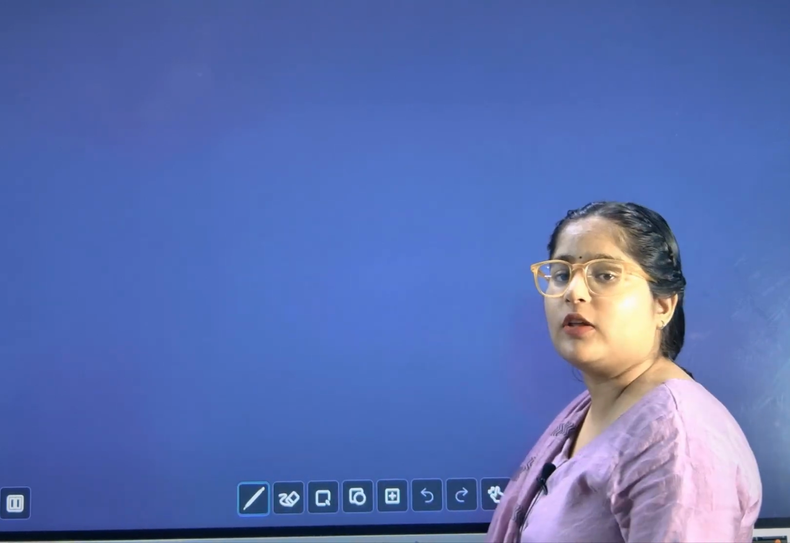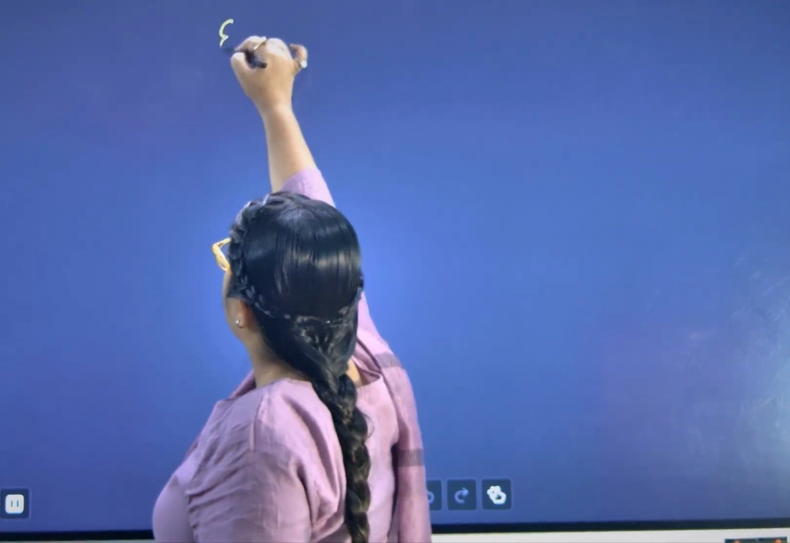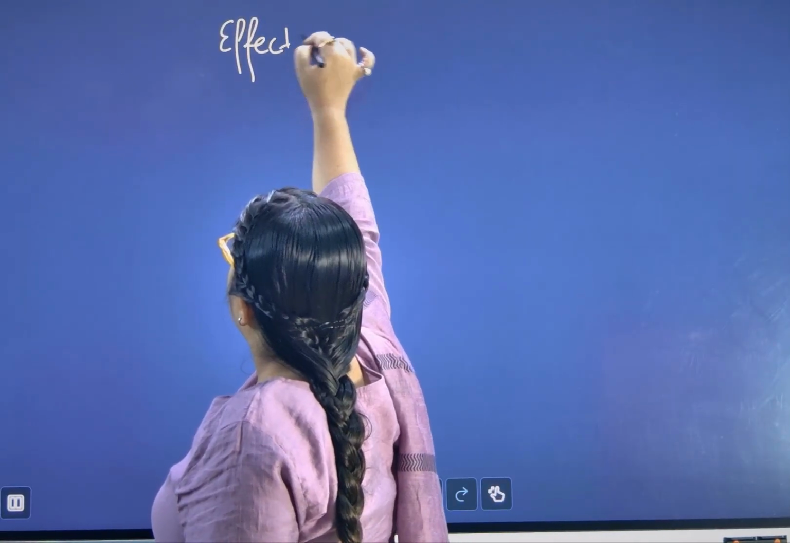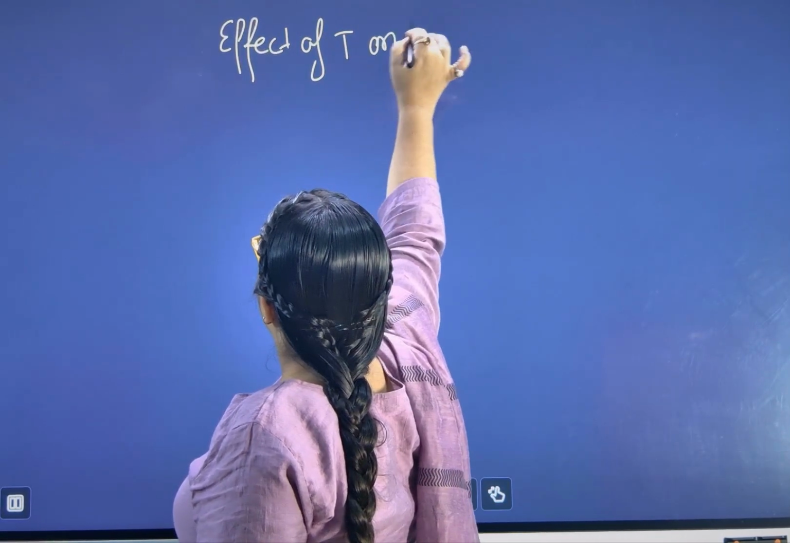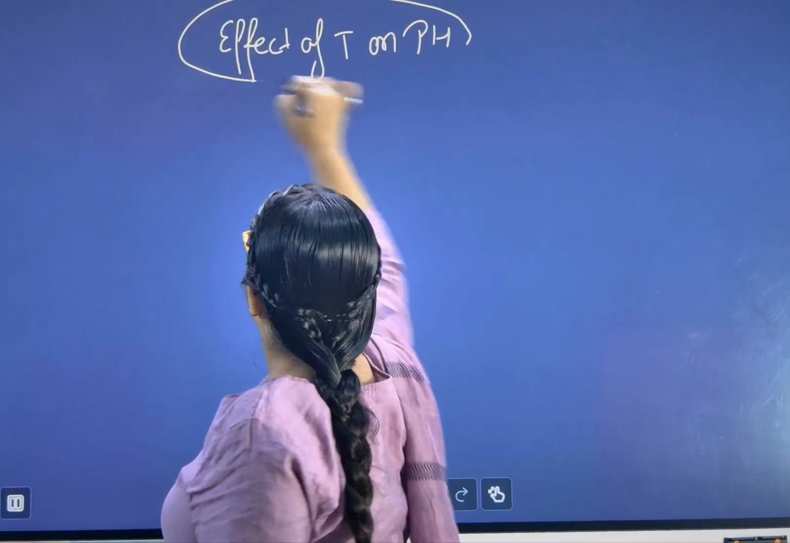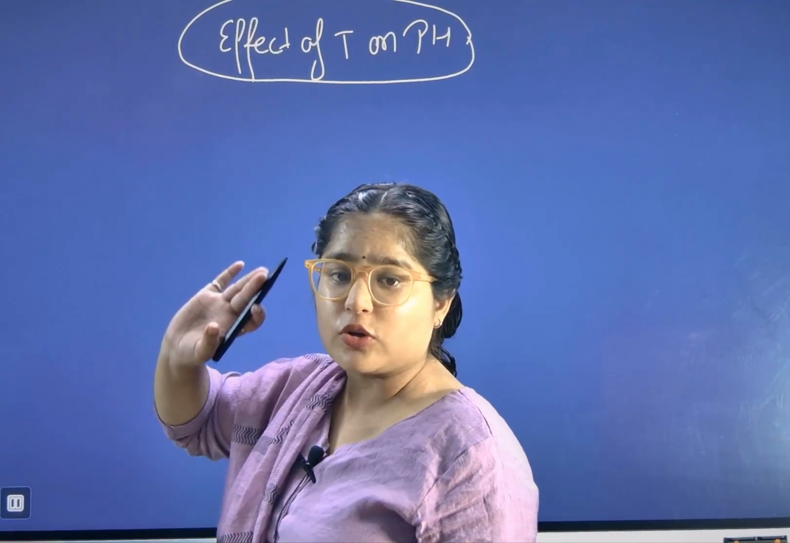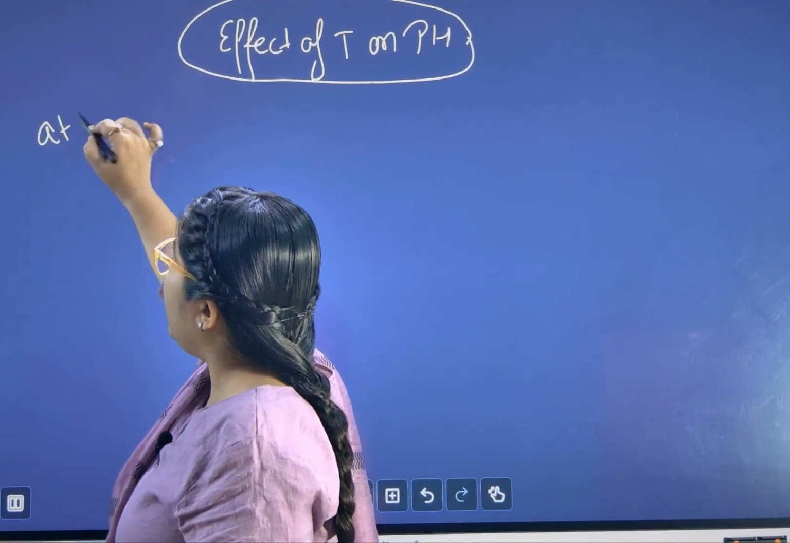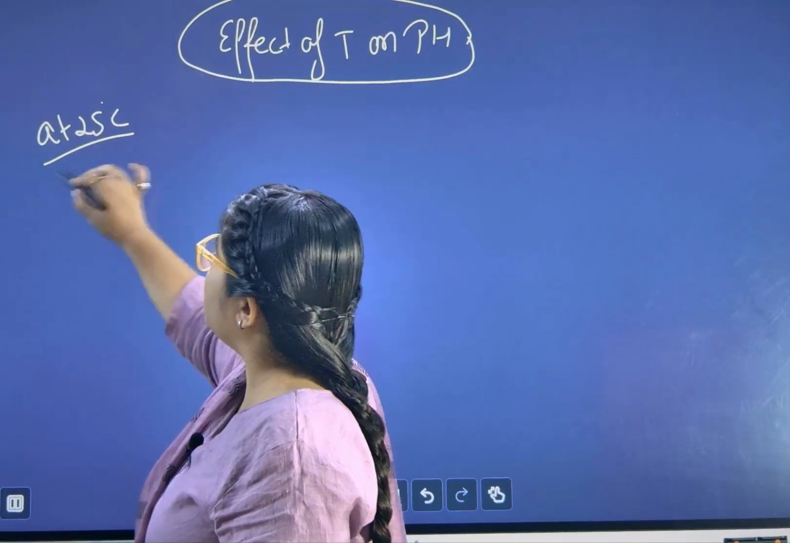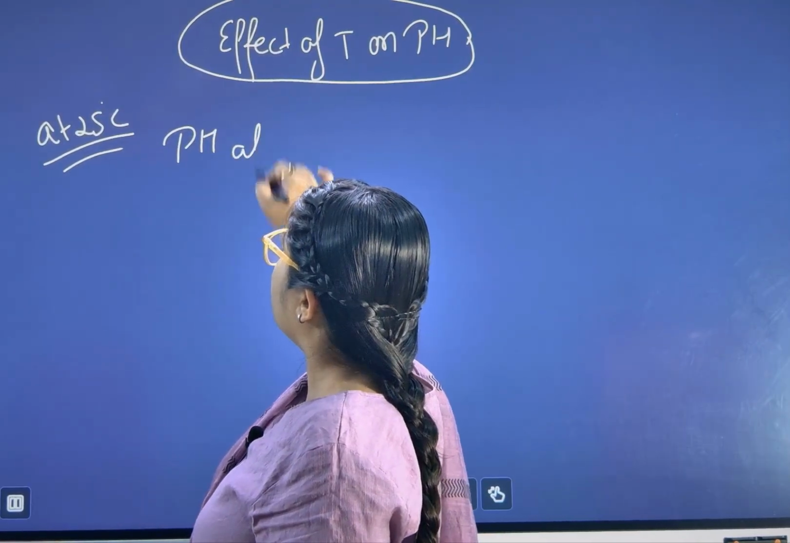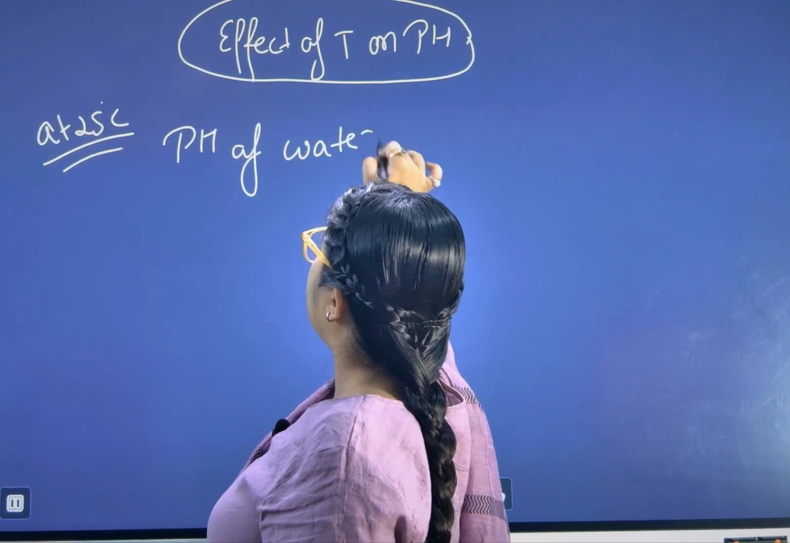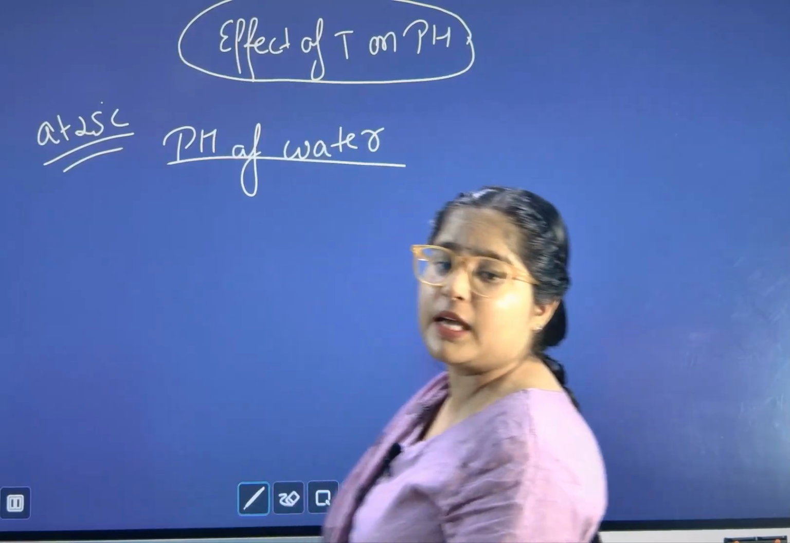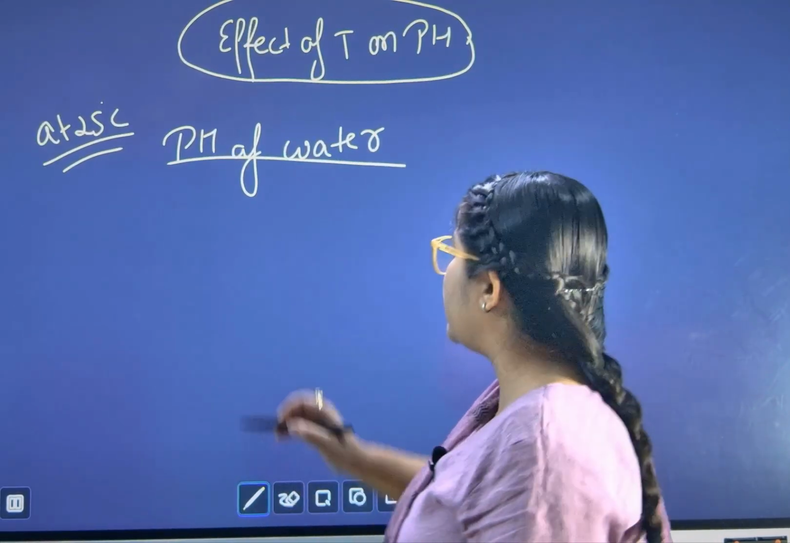Now let us see the effect of temperature on the pH. So I am writing here: effect of temperature on pH. Write down here: at 25 degrees centigrade, pH of water. First let us calculate the pH of water at 25 degrees centigrade. How will we calculate? Tell me fast.